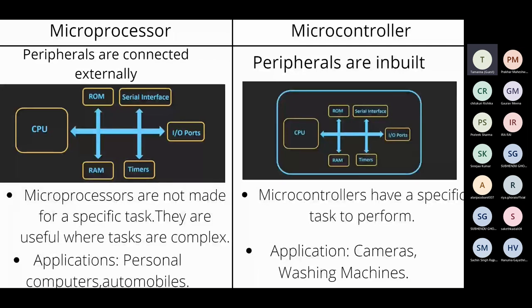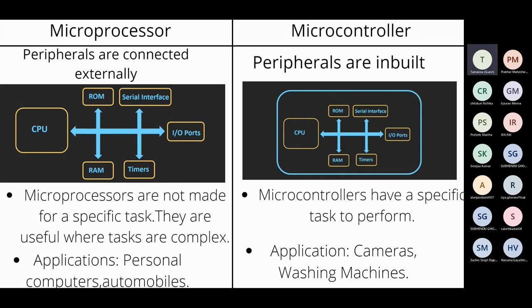While in case of a microcontroller, it already has a predefined work. For example, cameras or washing machines. They are made for one specific task, right? So these are the main differences between microprocessor and microcontroller.